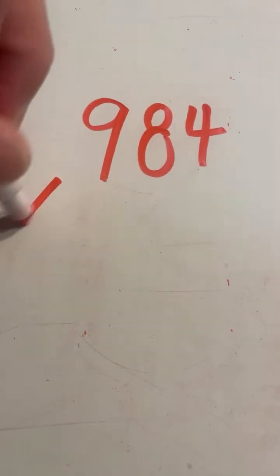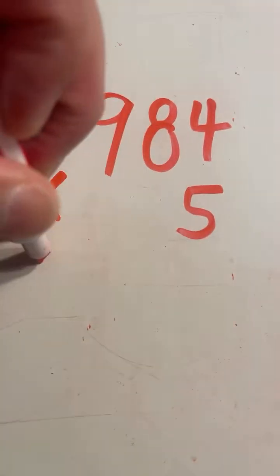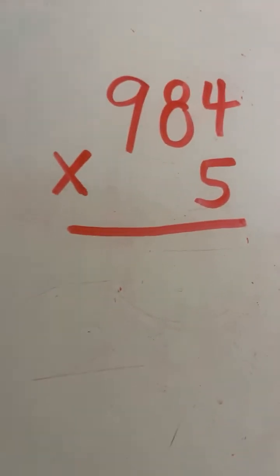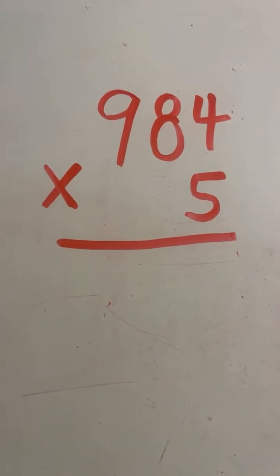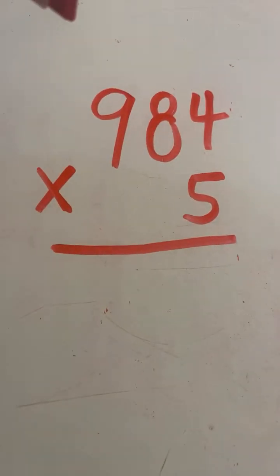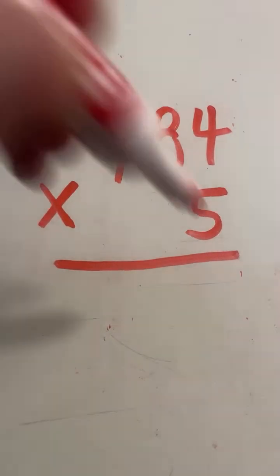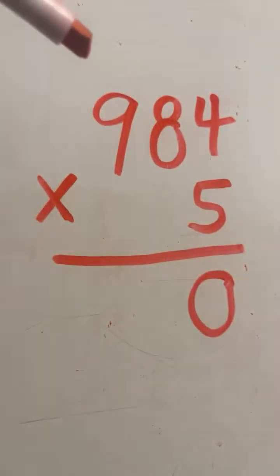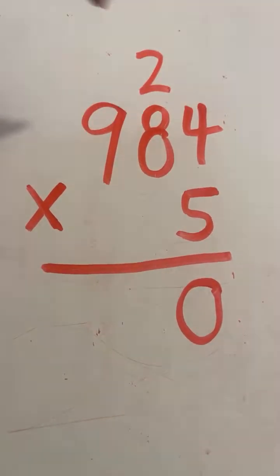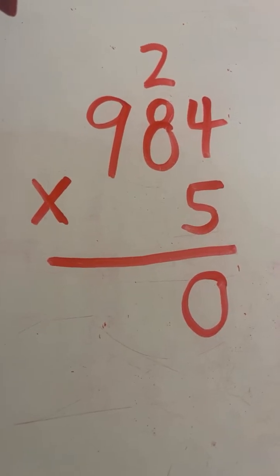All right, next example problem. 984 times 5. So starting in the ones place, 4 times 5 equals 20. Because our product is more than 10, we do need to regroup. So the 0 in 20 goes in the ones place. The 2 gets carried over to the tens place.